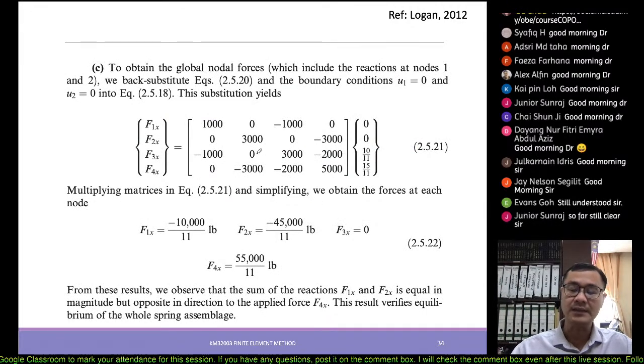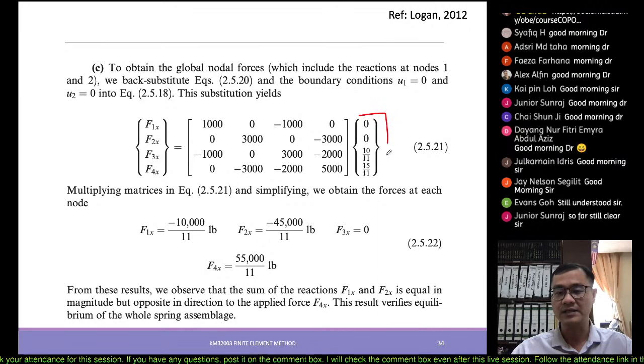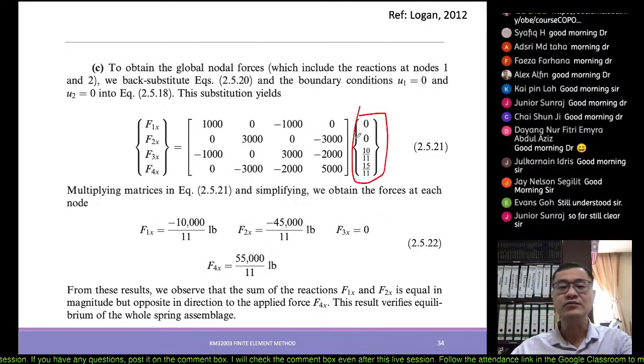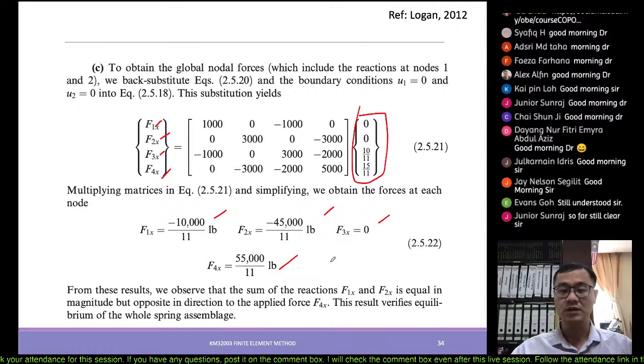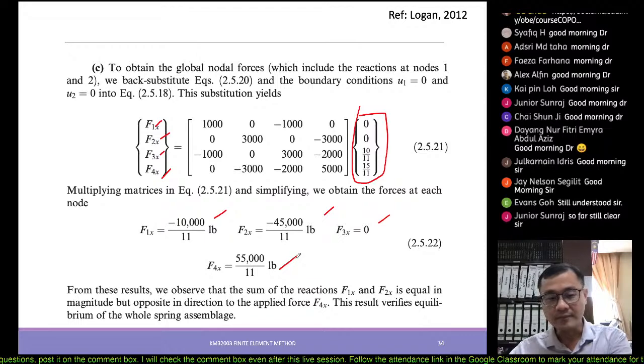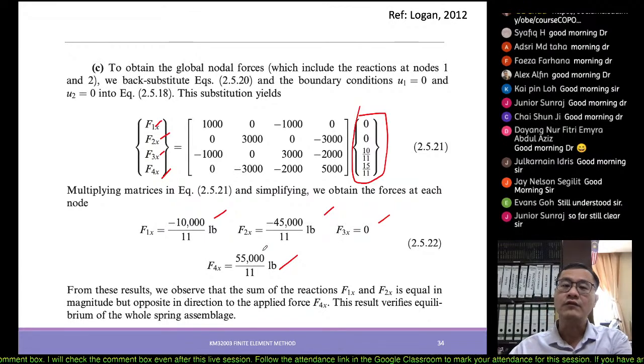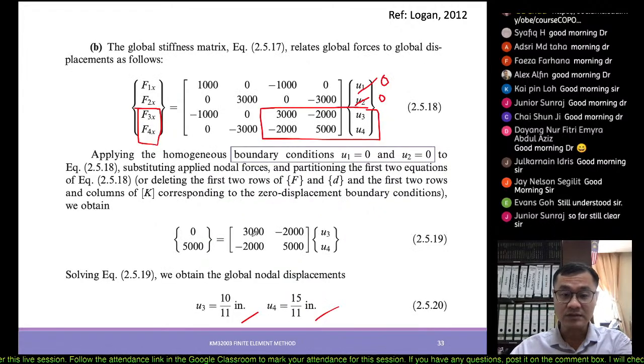So once you get that particular displacement, now you can reinsert it and resolve back to get the remaining forces. Just redo this: multiply this 0 0 minus 1000 by this, and 0. So you get this one, this one, this one, and this one. If you take note again, the summation of internal forces must be equal, so you can double check.